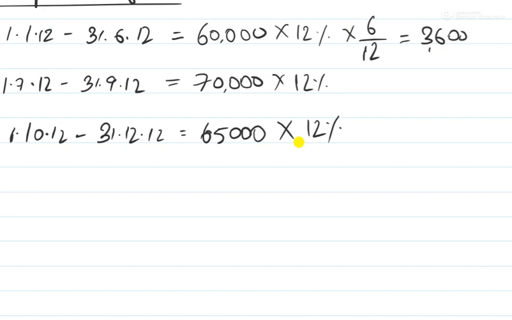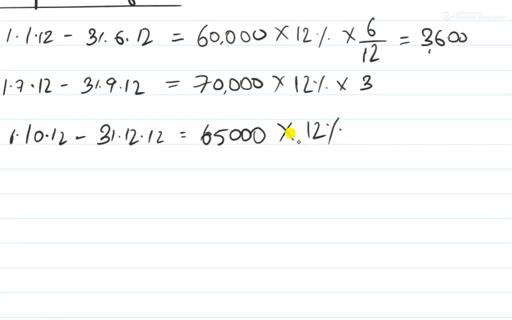Now from 1st July till 30th September: July, August and September. We are taking September because the capital was withdrawn in the beginning of October, so the full of September is to be taken. So July, August, September, 3 months. So into how much? 3 by 12. Clear? 70,000 into 12% divided by 12 into 3, that is 2,100.